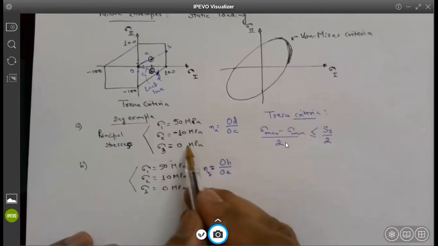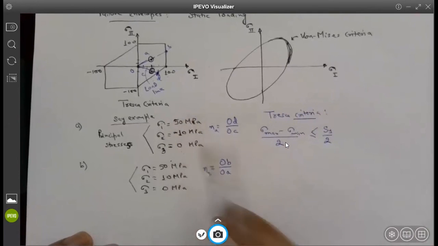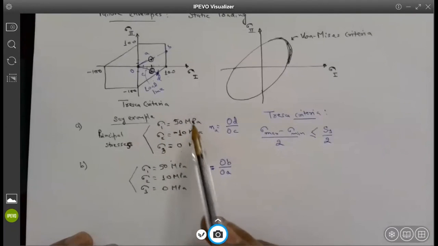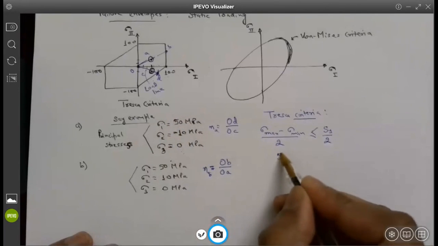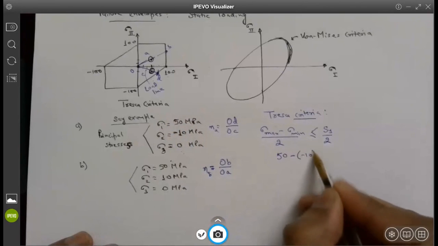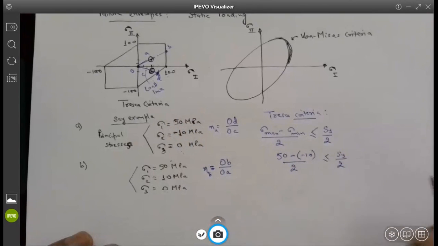And if I look at this, what is sigma max here in this situation? For this specific scenario, what is sigma max? My maximum principal stress? 50. Perfect. And what is minimum principal stress? -10. -10. Perfect. So that has to be less than yield stress by 2.